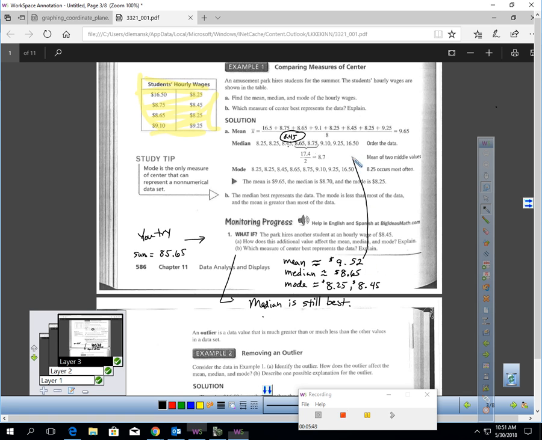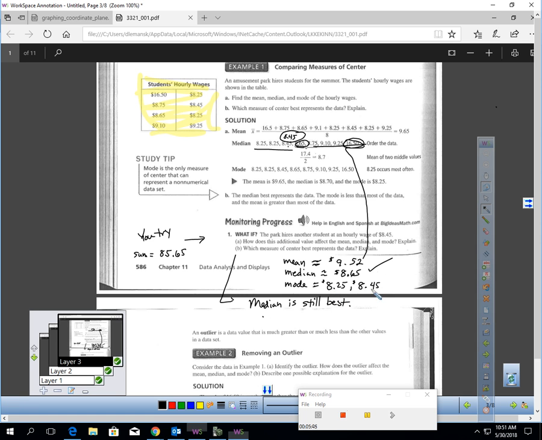That's still not a good measure of center, because look, there's only one value that's above 9.52, so that's not a great measure of center. The median is now 865. That's right in the middle. Half these salaries are above that, half below. That's a pretty good measure of center.